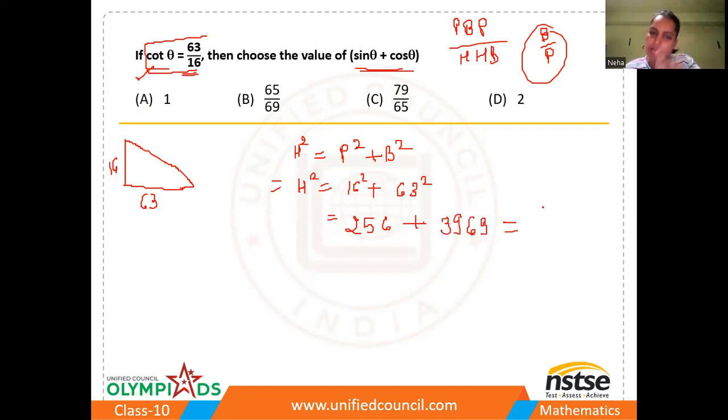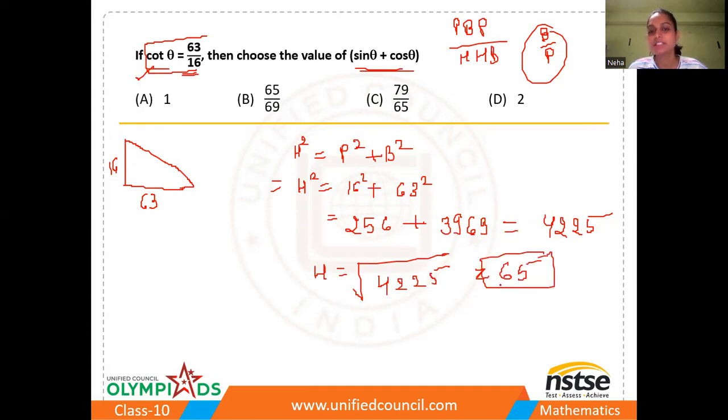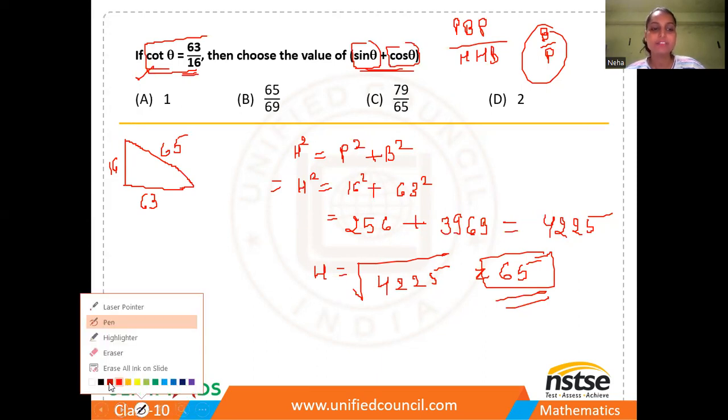If I add these two numbers, it is 4225. So what is the value of the hypotenuse? The hypotenuse is the square root of 4225, which is equal to 65. So this side is equal to 65. Now we have all three sides of the right angle triangle, so I can easily find the value of sin theta and cos theta and add these two values.